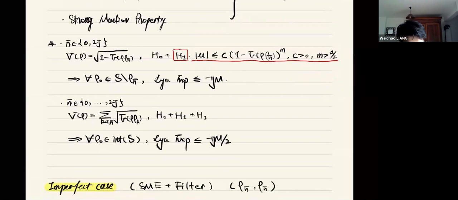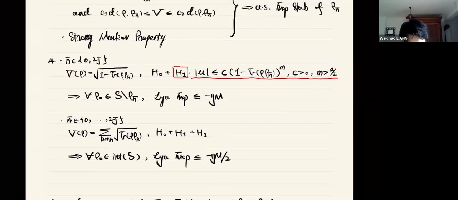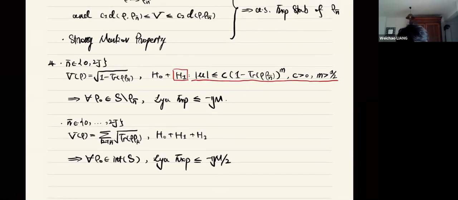And in the end, I have given two examples of the Lyapunov function. The first one is for this particular case, if the target state is rho 0 or rho 2j. We choose this as our Lyapunov function. Okay. And if the feedback controller satisfies H0 and H1, it is this.